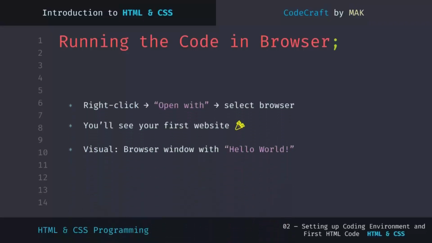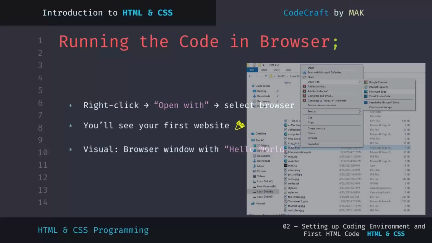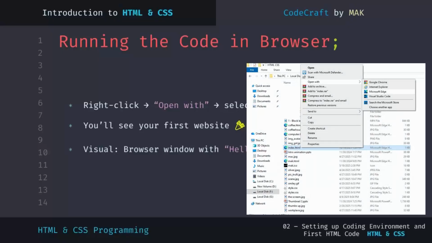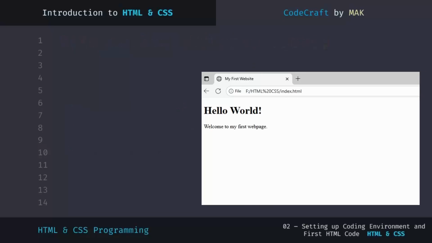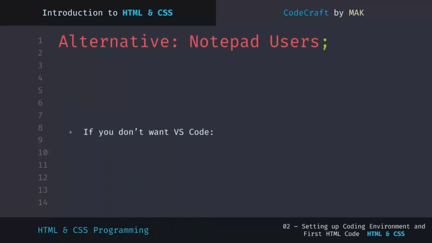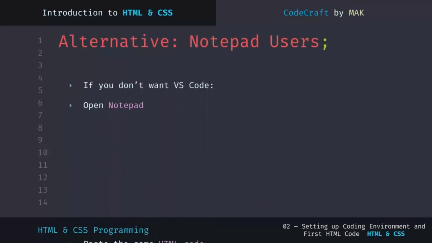Now, viewing the result. Right click the file, choose open with, and select your browser. You should see Hello World appear on your screen. You have just created your very first web page.